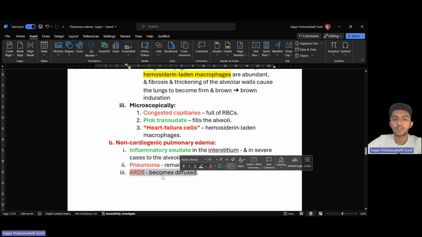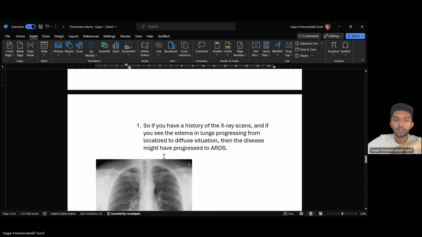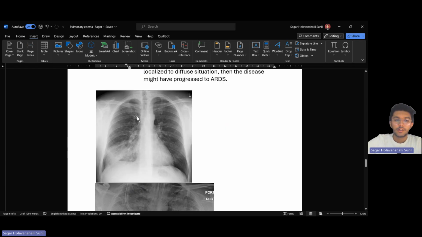And of course, pneumonia is typically a bacterial infection that will result in pneumonia, and the end result or the further progression of pneumonia can be ARDS. So essentially, if you look at this picture, you have some edema, right? You'll have some collection of mucus.